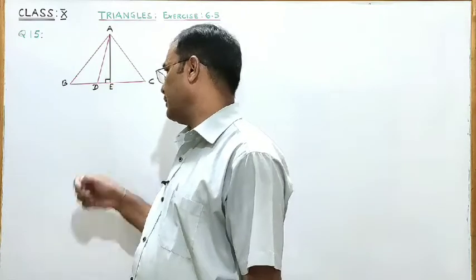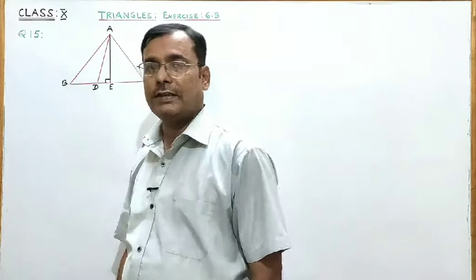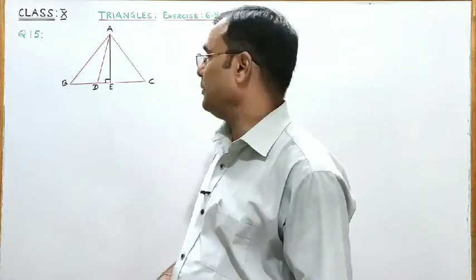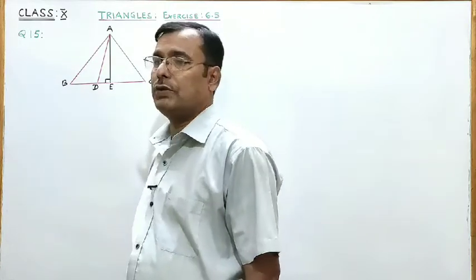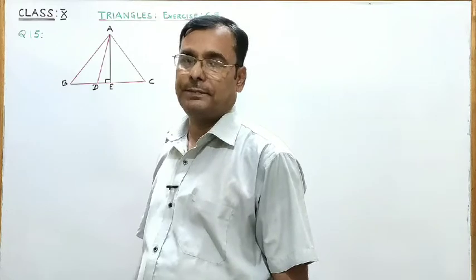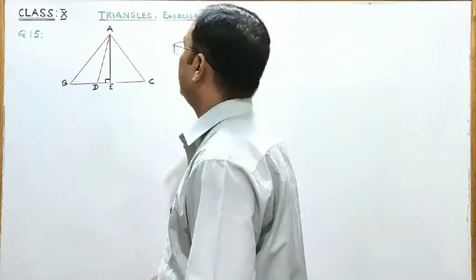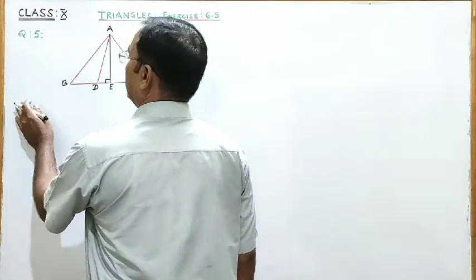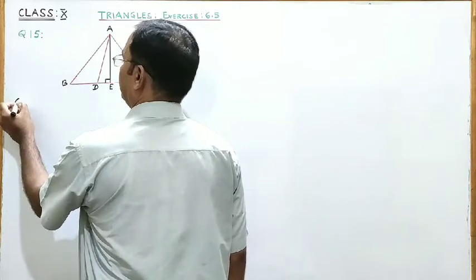ABC is an equilateral triangle and D is a point on the side BC such that BD is 1/3 of BC. And we have to prove that 9AD square is equal to 7AB square. So to prove this result, let's first write given and to prove. Then we shall start proof. So given.